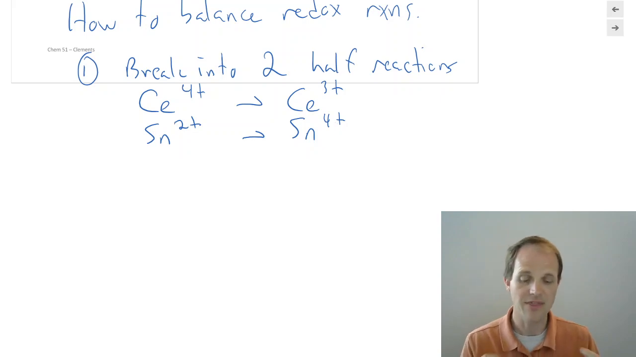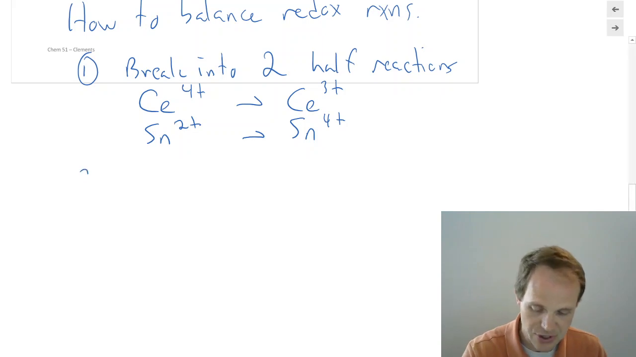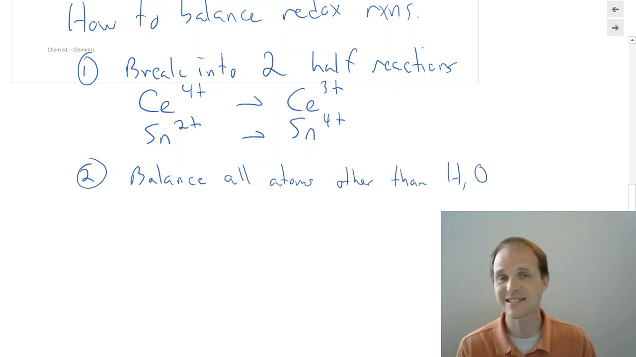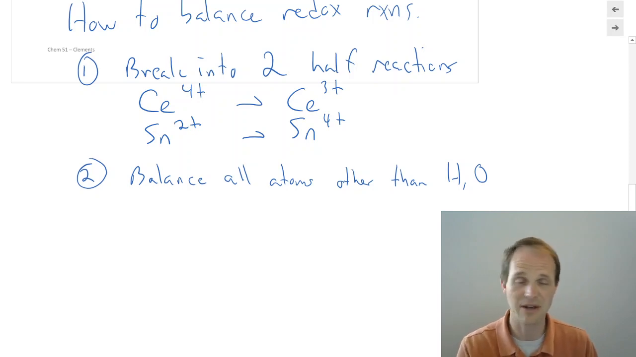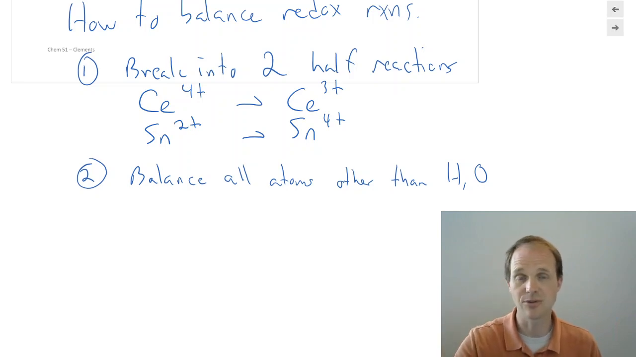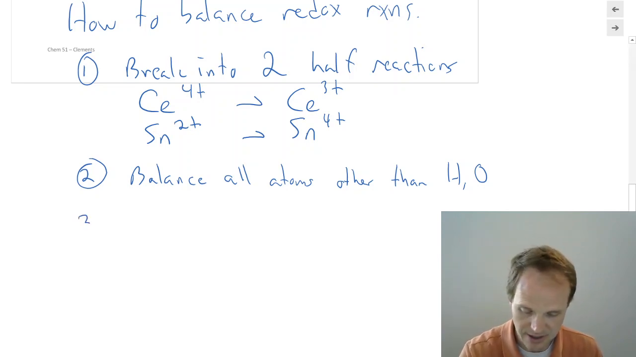All right. So then what you're going to do, and again, a lot of these don't apply to this one. Step 2 is you're going to balance all atoms other than hydrogen and oxygen. So let's say on the right-hand side I had a cerium and it was Ce2SO4 or whatever. Okay, I would need to balance those two ceriums, so I'd put a 2 on the left to have 2 ceriums on the left and 2 ceriums on the right. I don't have that in this case, so I'm going to skip on to the next step.